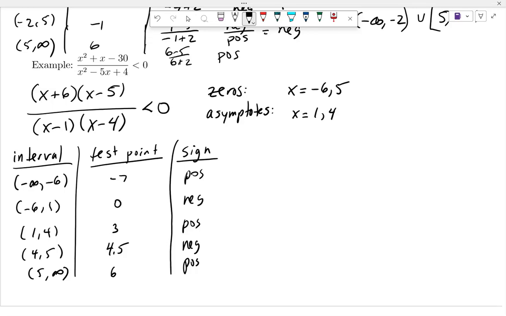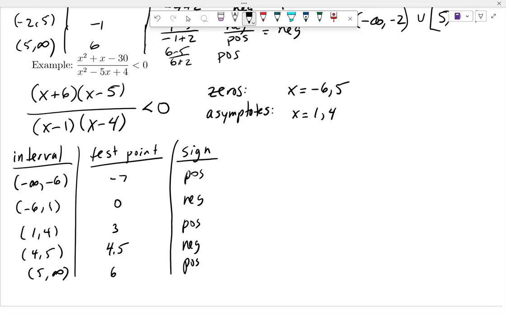Now I went ahead and put the signs in there, but if we put in -7, how did I know this was positive? What's every single factor if I put in -7? They're all negative, right? Negative times negative on top makes positive. Negative times negative on bottom also makes positive, so we get positive overall.